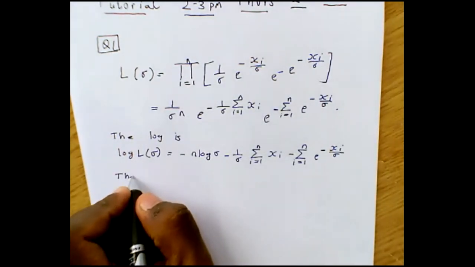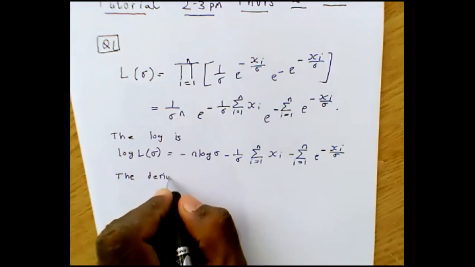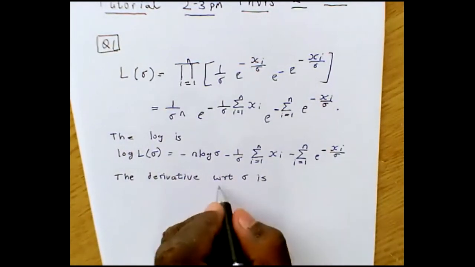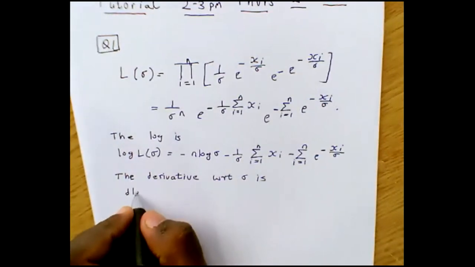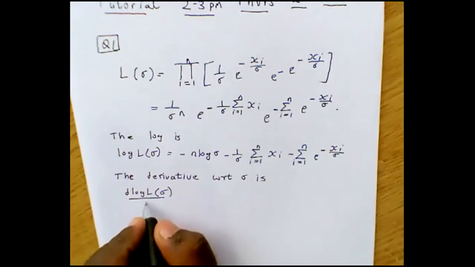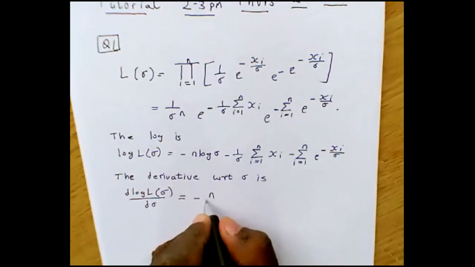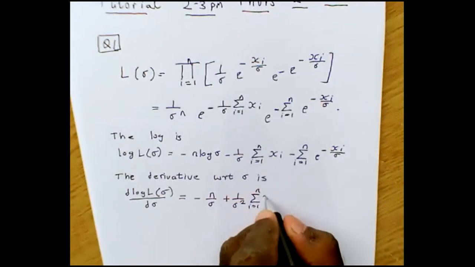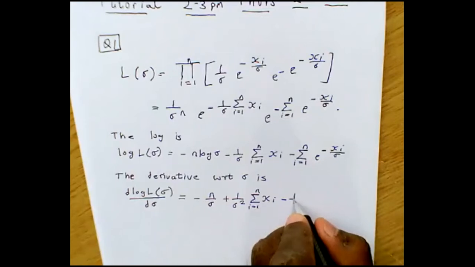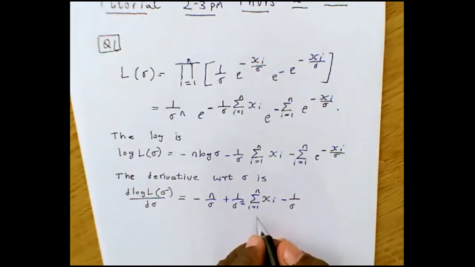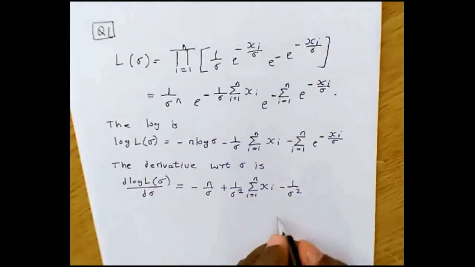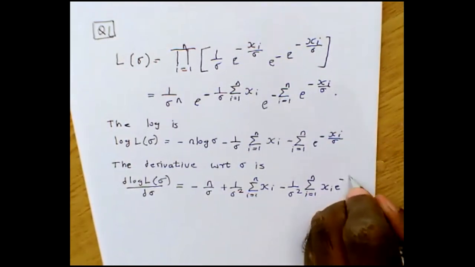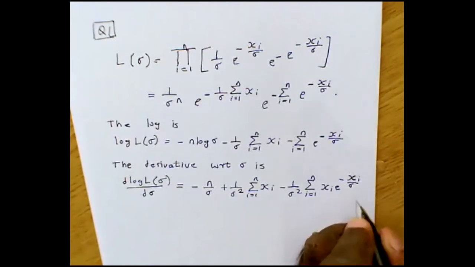Then you take the derivative with respect to sigma, right? So you get d log L of sigma by d sigma, which will be minus n over sigma plus 1 over sigma squared times the sum of xi. Correct me if I'm wrong, but it is minus n over sigma plus the sum of xi divided by sigma squared, right?